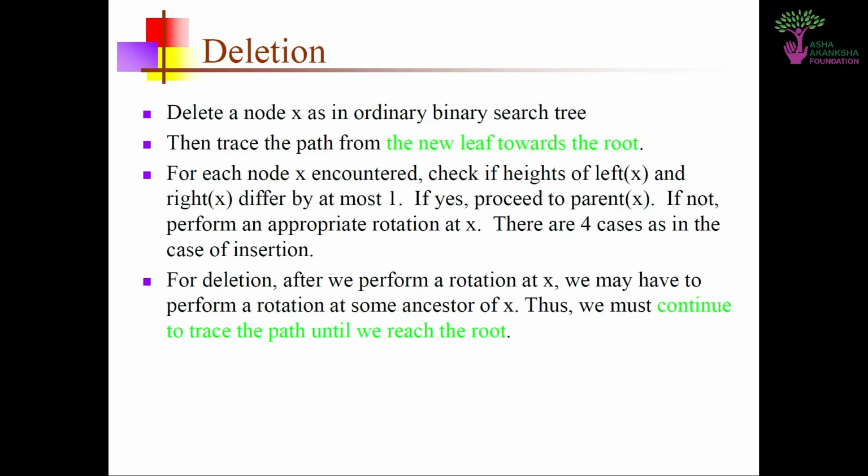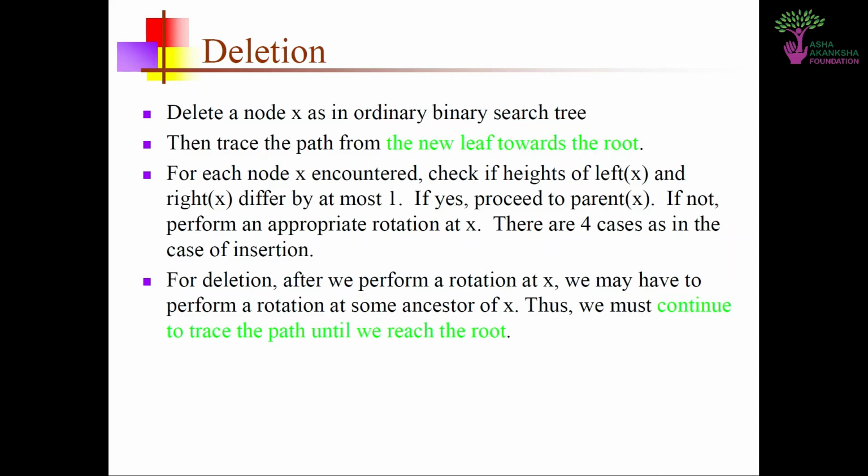Next comes the deletion part. We have to delete a node x, so we initially delete the node normally as we do in the original binary search tree, and then again we trace the path back from the node which we deleted towards the root. For each node x encountered, we check for the AVL property. We check the height of left subtree and the right subtree, and whether they differ by at most 1 or not.